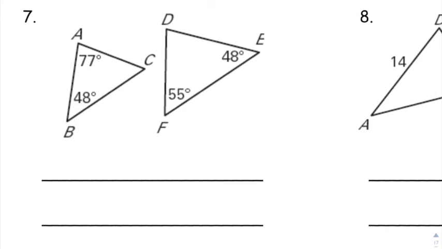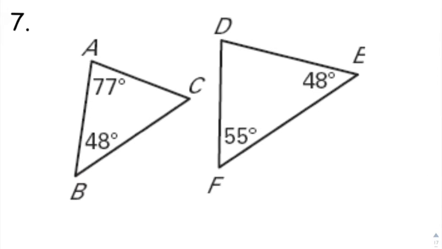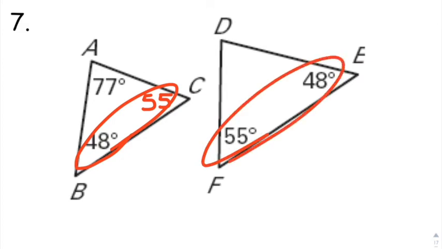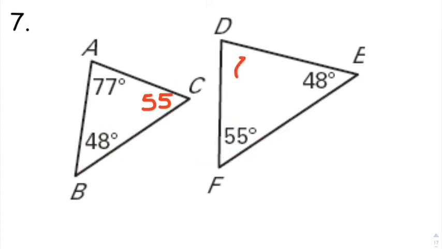Okay. So this next one here, notice that you're given two angles on one triangle and two angles on another triangle. Some people will say, well, those two angles don't actually match up. What I tell my students to do is go find that third angle. So remember, all angles add up to 180. If you add 77 and 48 and then subtract from 180, you should get 55. And then notice here, you got 48 and 55 on the other triangle. That means this last angle over here by D has to be 77 degrees.